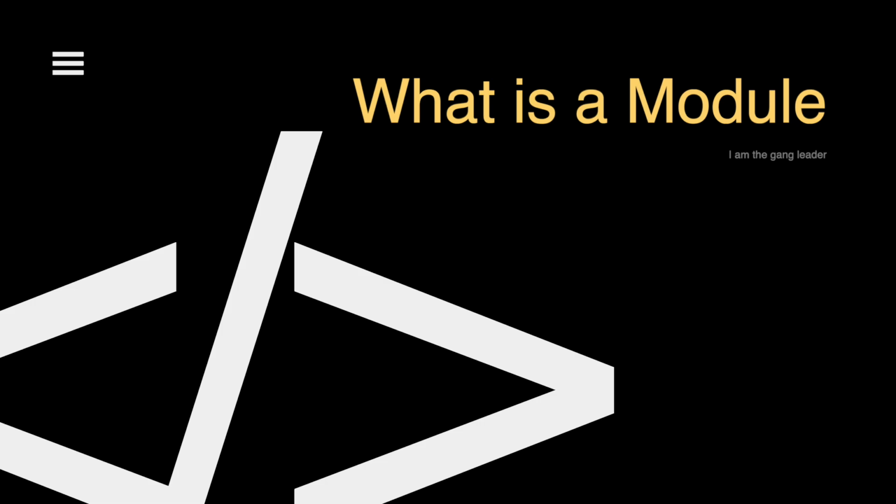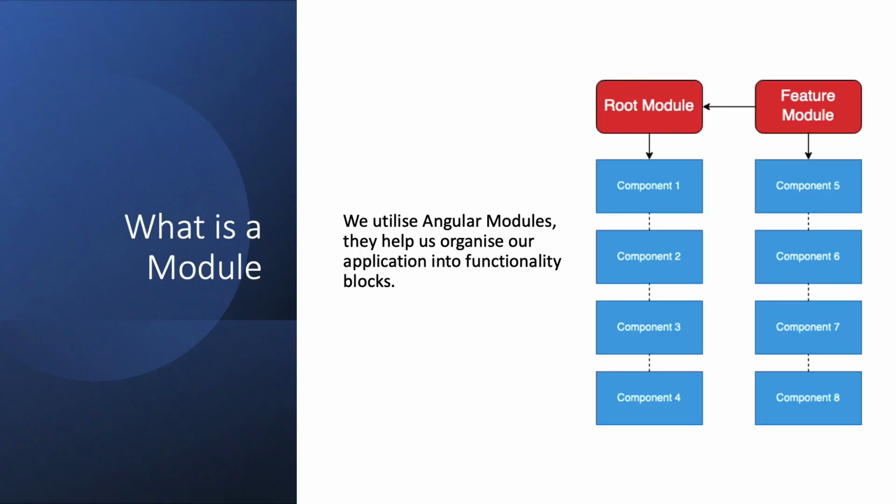Angular modules help us organize our application into functionality blocks. Every Angular application has at least one module which can be called the root Angular module. An application can contain additional modules which can provide additional features. So as we can see from this diagram, we have the root Angular module, which is basically the root where every component and service within our application lives inside this module.